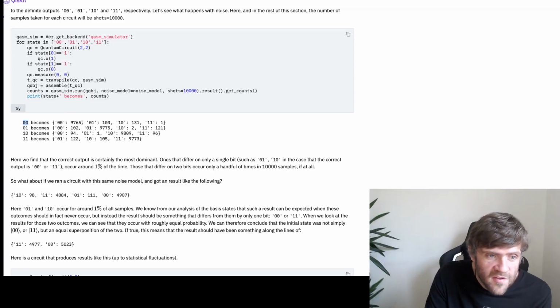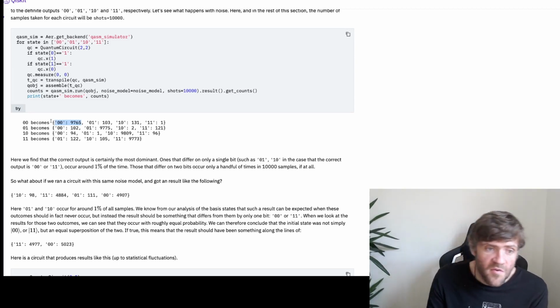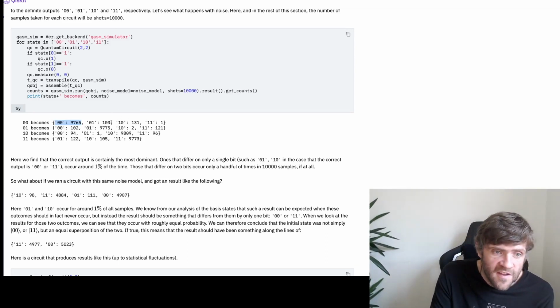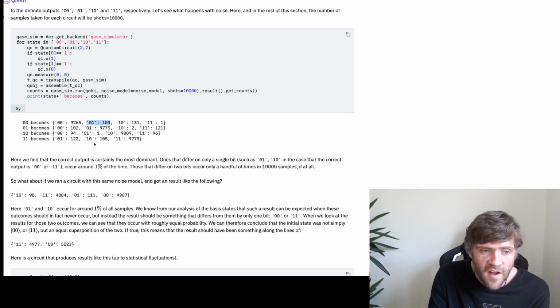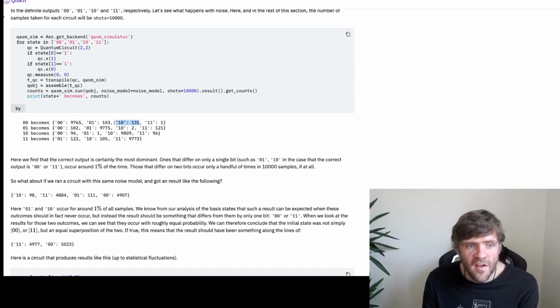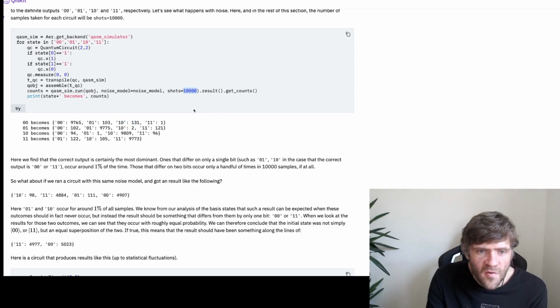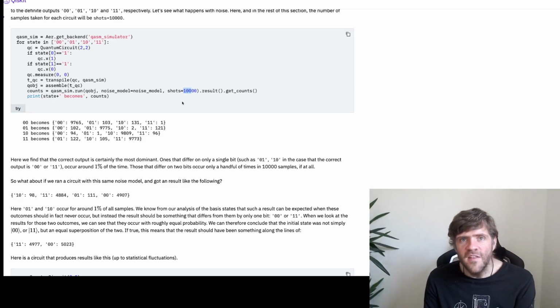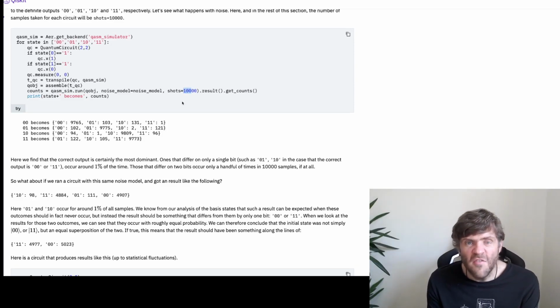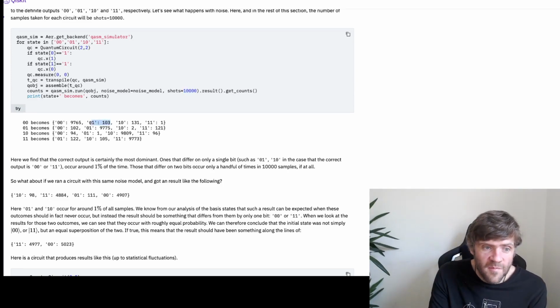Well, we find that most of the time it gives us the outcome 0, 0. It's not much of a surprise, but we also find that we get about 100 samples where we get 0, 1, and around 100 samples where we get 1, 0. So how many samples are there here? Well, we're using 10,000 samples. So if we divide that by 100, then we find that 100 samples is basically 1%. So this is the 1% error that we have defined.